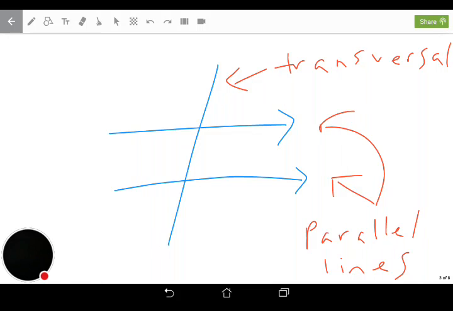Before we start visiting more on the angles, what I want to do is recap a few main points. Angles on a straight line, what do they add up to? Angles on a straight line will always add up to 180 degrees. And that's really important.